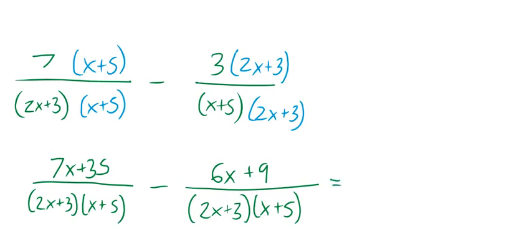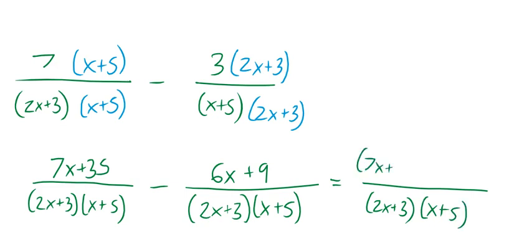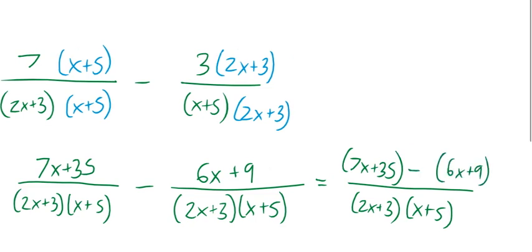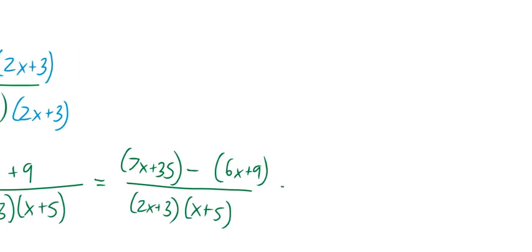The only thing is I need to make sure when I subtract that I subtract the whole first numerator by the whole second numerator. So I do all of 7x plus 35 minus all of 6x plus 9. That leaves me with, I'm just going to distribute the minus, 6x minus 9.